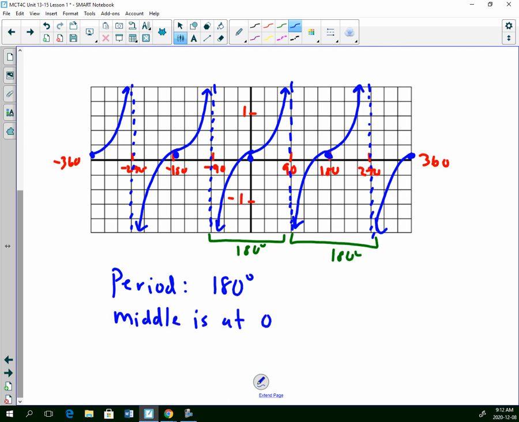We're not going to talk about the amplitude because it goes on and on forever, up and down. So there really is no amplitude because it goes to infinity in the positive direction and infinity in the negative direction, so it's not relevant, okay? So you just need to know what tan looks like. You won't have to apply transformations to it. You'll just have to apply transformations to sine and cosine.